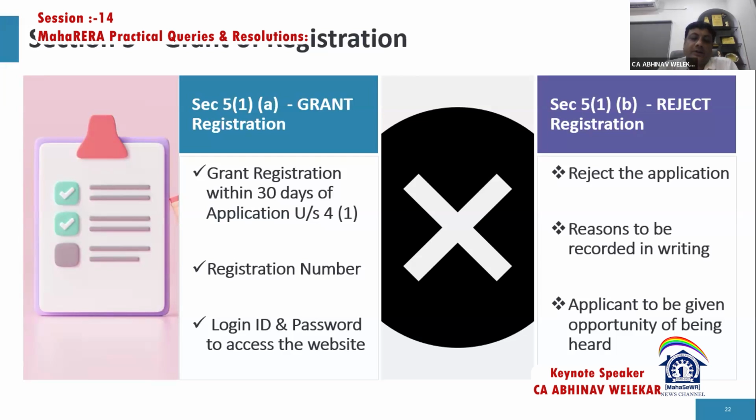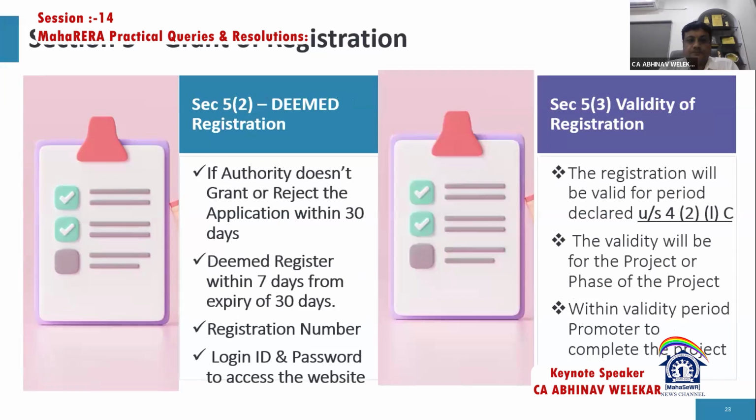So it won't be the first date of submission, it will be the resubmission date. And again, if within 30 days it doesn't happen, then you can get the benefit of this section. Under section 5(1)(b), the authority also has the powers to reject your application. However, in this case, they first have to give you the reasons in writing, and the authority also has to give you an opportunity of being heard.